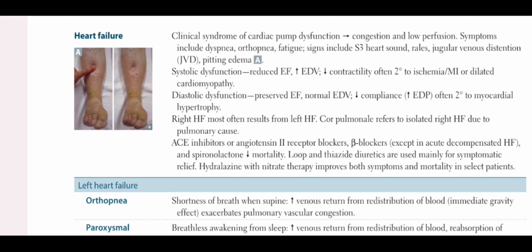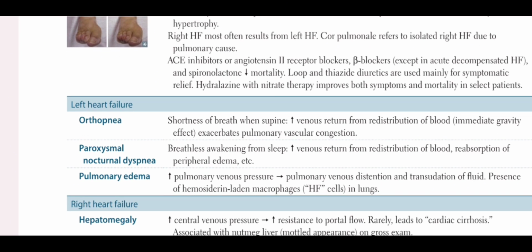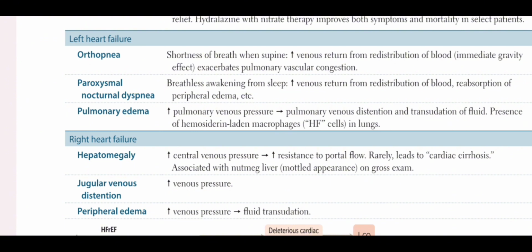So loop and thiazide diuretics are used mainly for symptomatic relief. Hydralazine, which is a vasodilator, with nitrate therapy, which is a venous dilator, improves both symptoms and mortality in selected patients. So the left heart failure is when the heart cannot pump blood. Mainly the left ventricle is unable to pump blood into the body. The main causes of left heart failure we have already stated before.